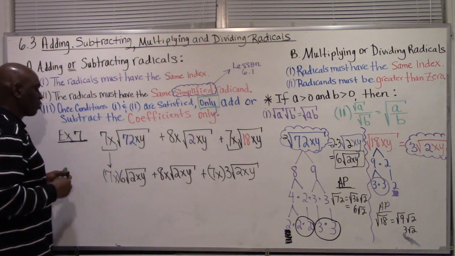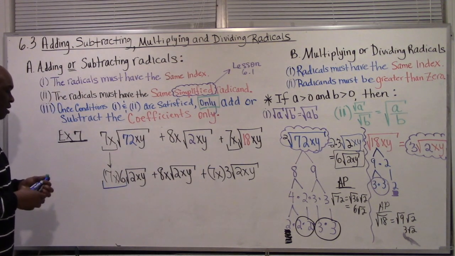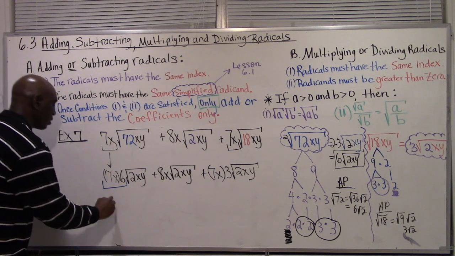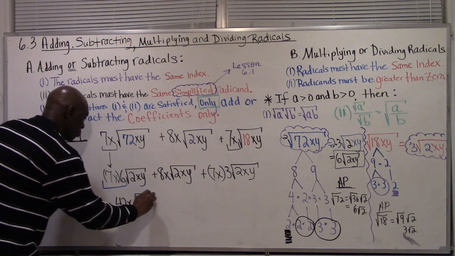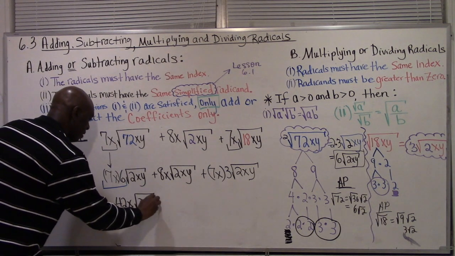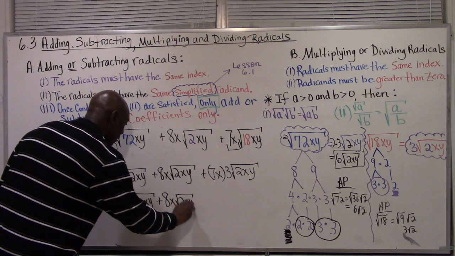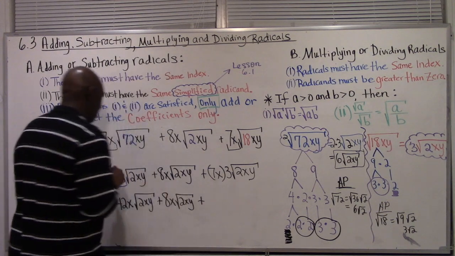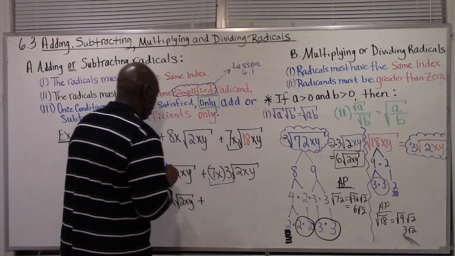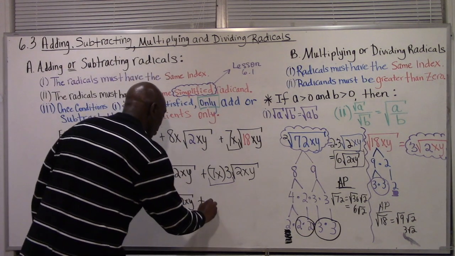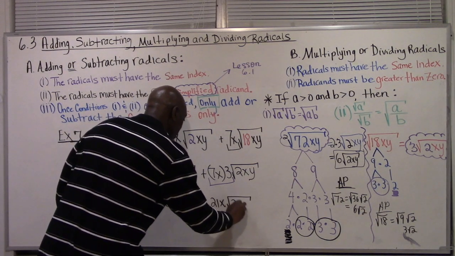All right, let's multiply now. So now you have to multiply 7x times 6. 7 times 6 is 42. So that's going to be 42x, the square root of 2xy, plus 8x square root of 2xy, plus, now we have 7x times 3. And that's going to be 21x, the square root of 2xy.